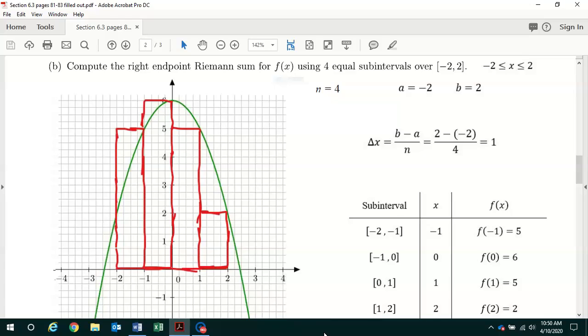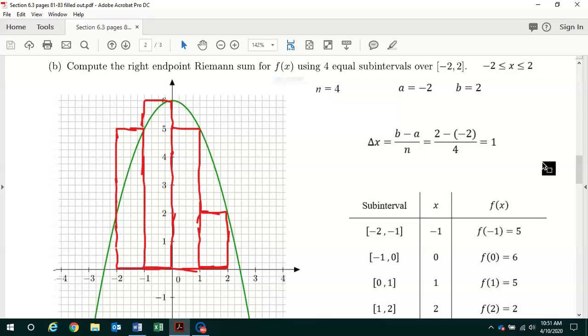All right, class, in this video, we continue our discussion, section 6.3 in your note packet on Riemann sums. We're going to pick it up at the top of page 82. We're working another example where we're estimating the area under a curve and above the x-axis between two values of x, using rectangles to estimate that area.